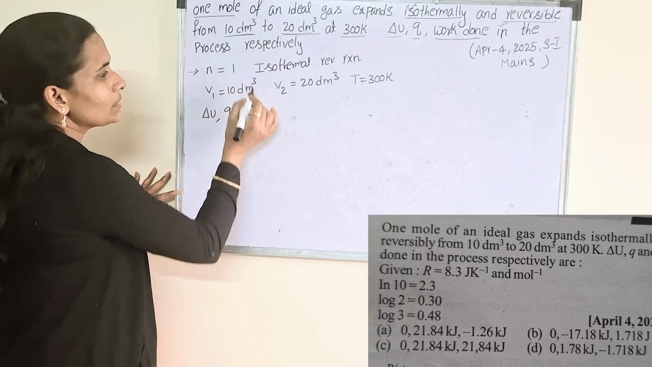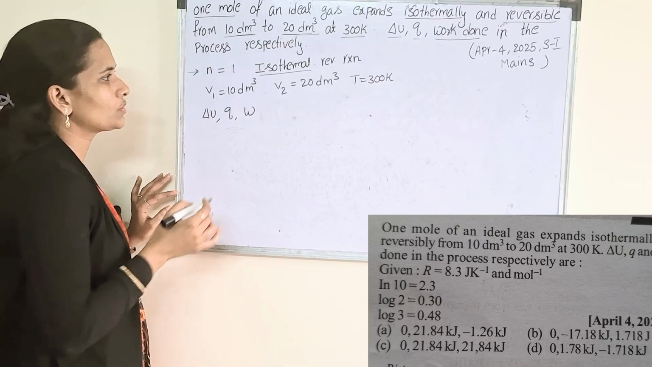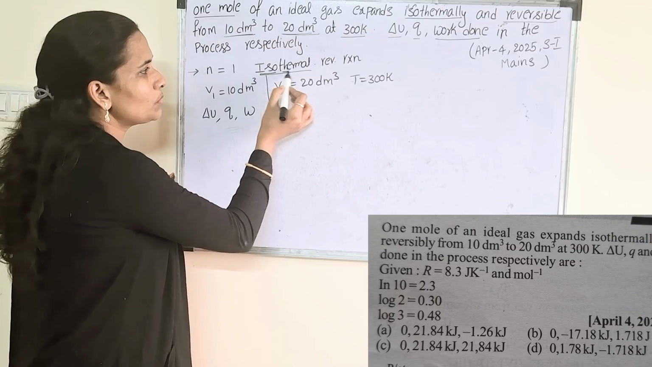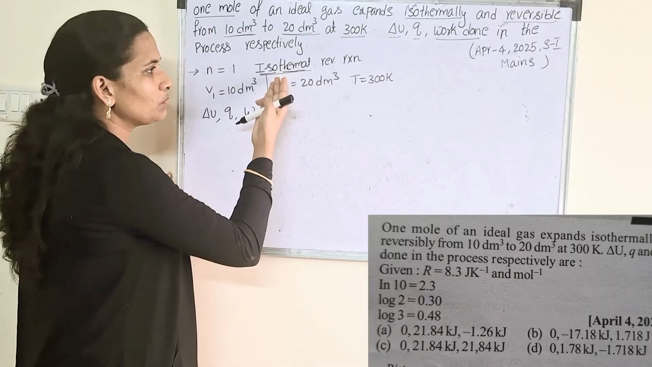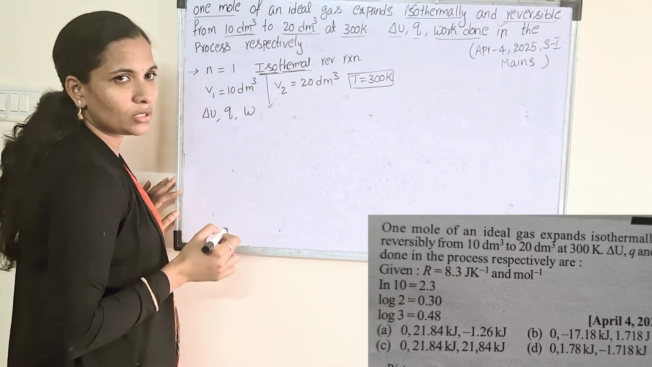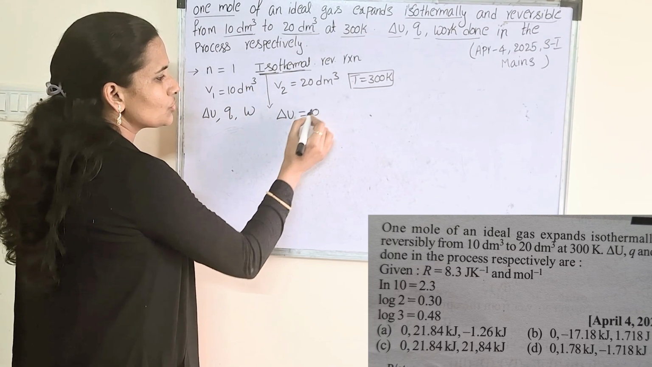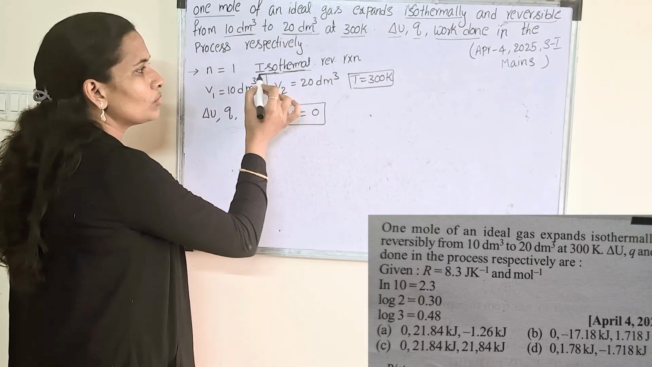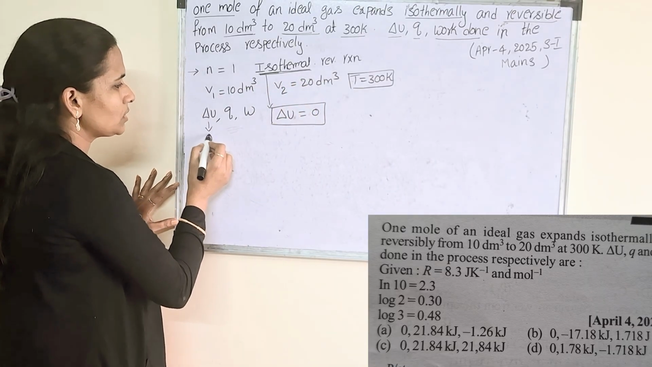Now this is an isothermal reversible process. From isothermal, what can we write? Iso means same, therm means temperature. So same temperature means initial and final temperatures are the same, that is, the temperature is constant at 300 Kelvin. We already know that in an isothermal process, delta U, the internal energy change, is equal to 0. So one value we got, that is 0.